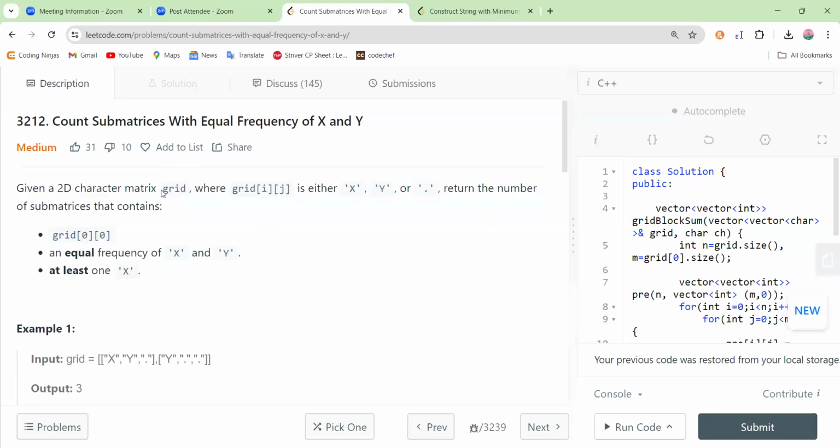Given a 2D character matrix grid, where grid[i][j] is either x, y, or dot, you need to return the number of submatrices that contain grid[0][0], have an equal frequency of x and y, and at least one x. So let's understand the question by taking this particular input.